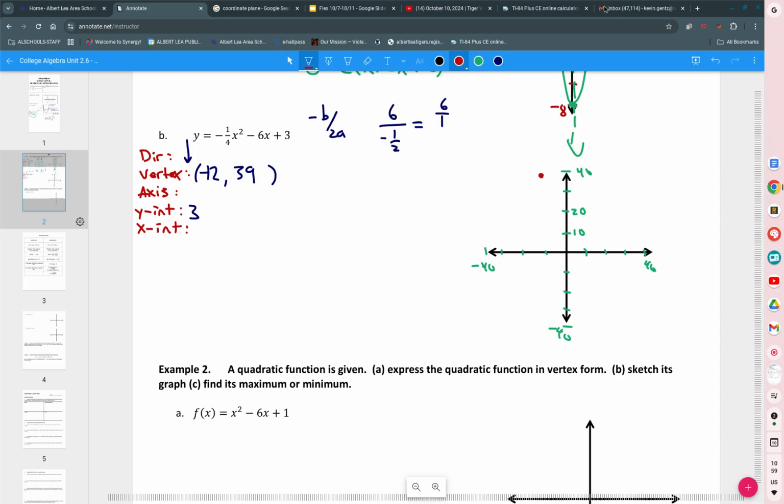What should I draw next? The axis of symmetry. Sure, we can do that. The axis of symmetry divides it evenly in half. It's a vertical line, and the equation for it is x equals negative 12. It's always x equals the x value of the vertex. What's the next thing I should plot? The y-intercept. The y-intercept's at 3, down here. Because we see that symmetry, we can simply flip a point over to the other side.